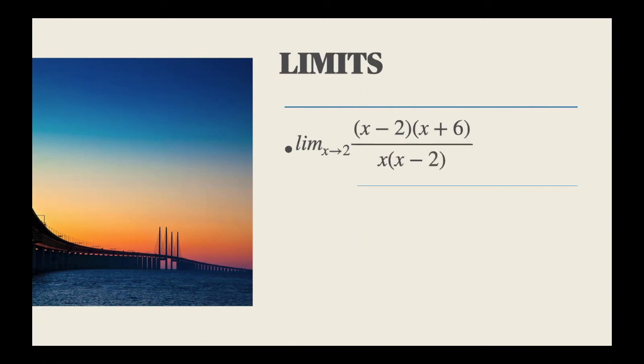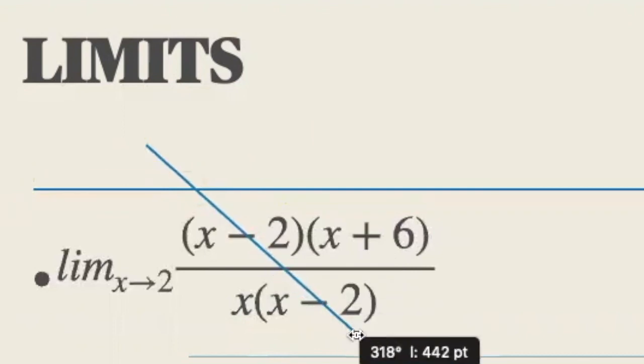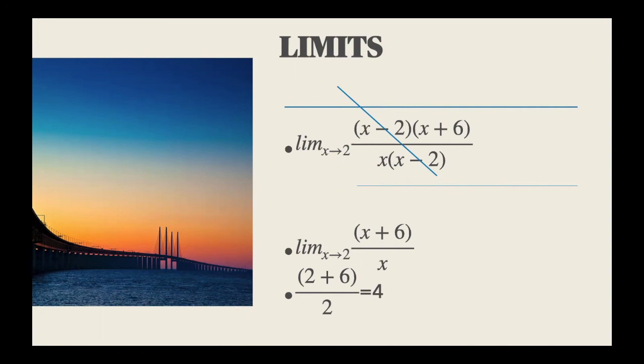So after doing that, you should realize that x minus 2 in the numerator cancels the x minus 2 in the denominator. So what is left? So canceling them, we have x plus 6 over x. Now we can substitute the values. So we have 2 plus 6 to give me 8 divided by 2. So my answer is 4.